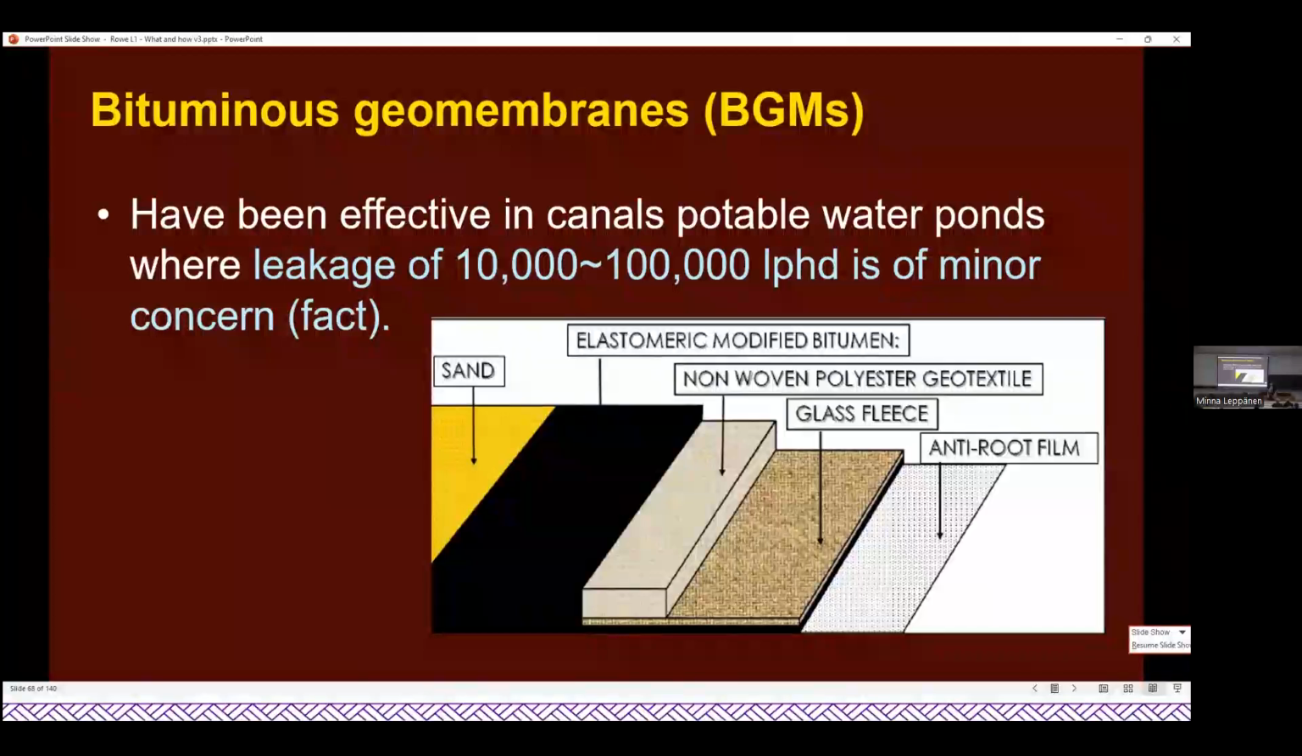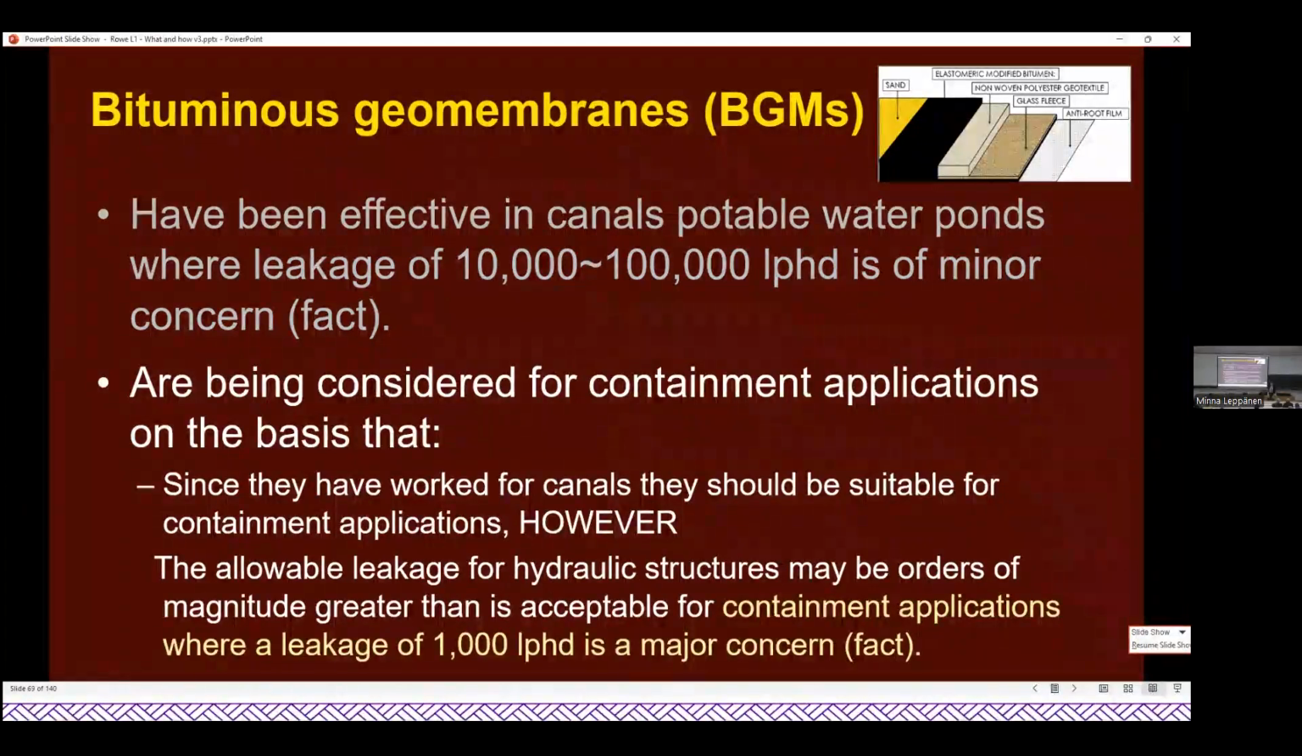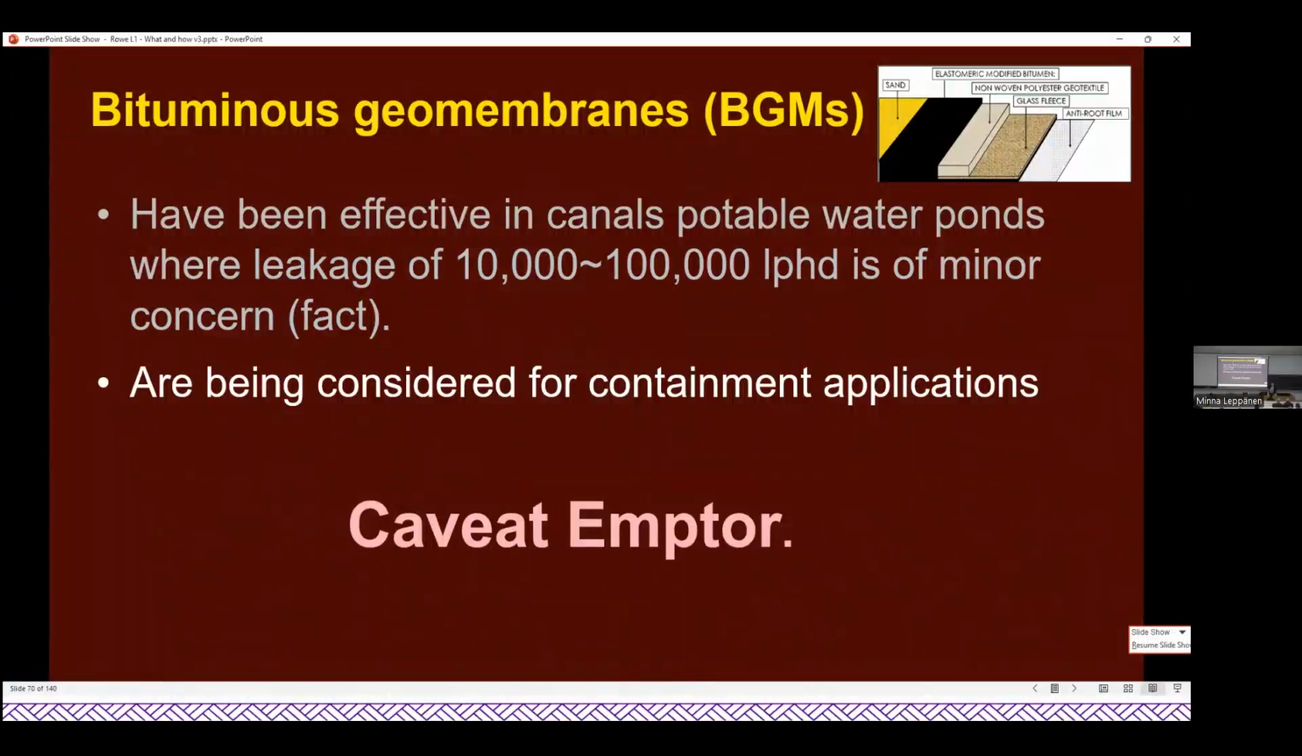And they've been successfully used, and this is quite true, for decades for containing potable water. But remember that potable water, if it were to escape at even 100,000 litres per hectare per day, it's a minor concern. You can get that much evaporation. But when we've got a contaminated site, we have to worry about how much is leaking. And there we have to be much more careful. I will again come back to bituminous geomembranes, but let me just say at this point, caveat emptor, buyer beware.